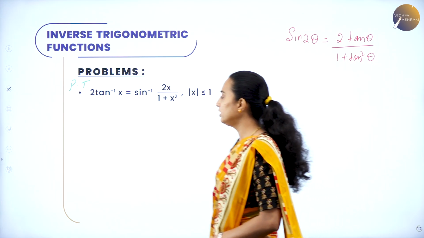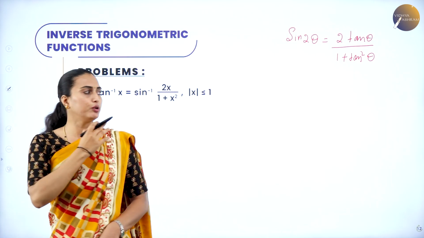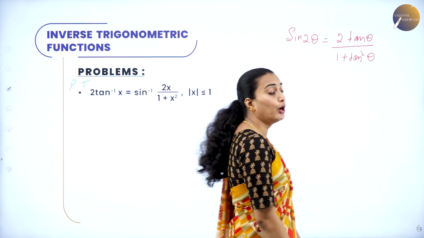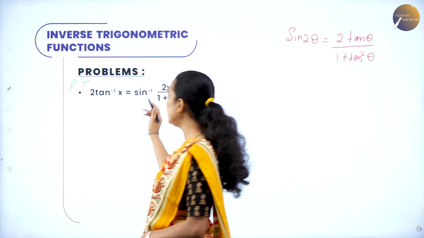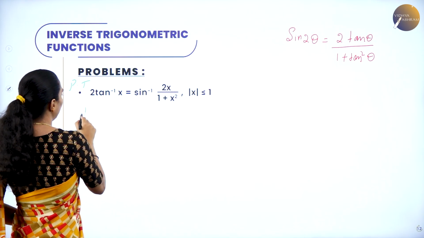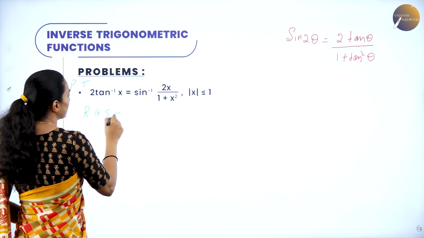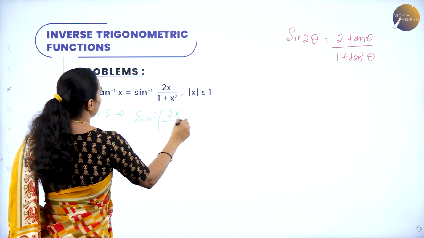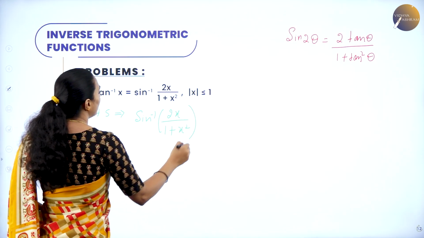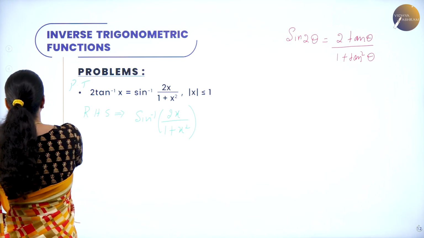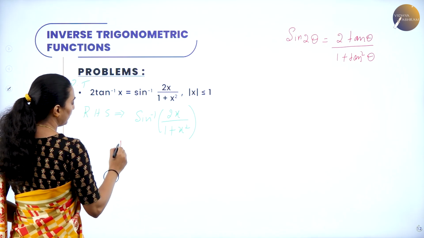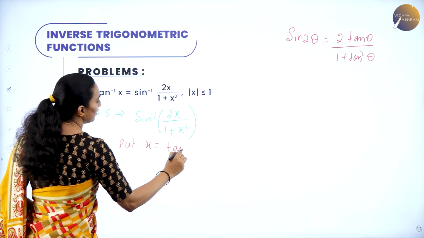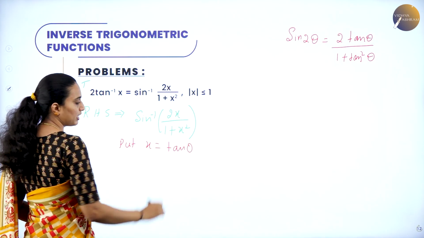Okay, so here I am going to take the right hand side and then prove the left hand side. This can also be asked for a 2 marker. So here I am going to take the right hand side. Right hand side can be taken as sine inverse of 2x divided by 1 plus x squared. Correct? Now what are you going to substitute? Put x equal to tan theta. Isn't it looking like that? 2 tan theta divided by 1 plus tan squared theta.